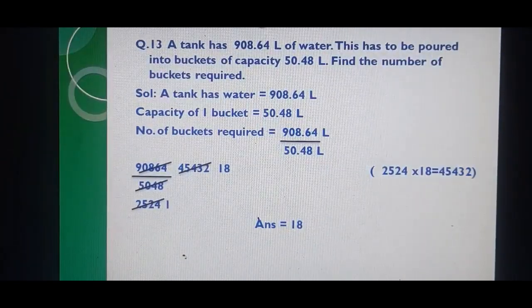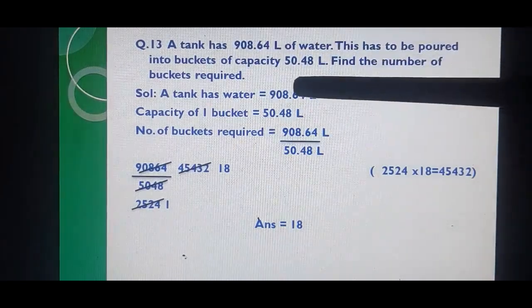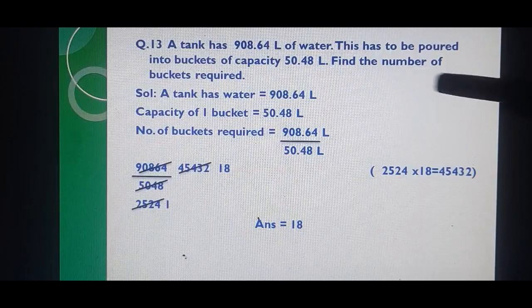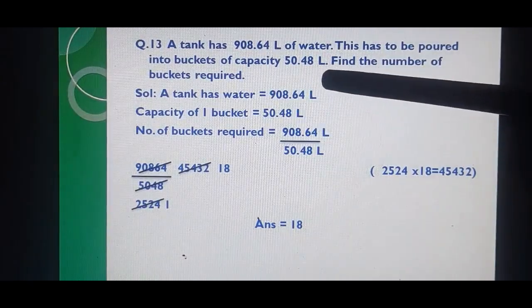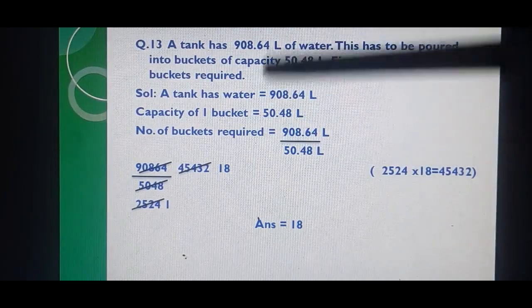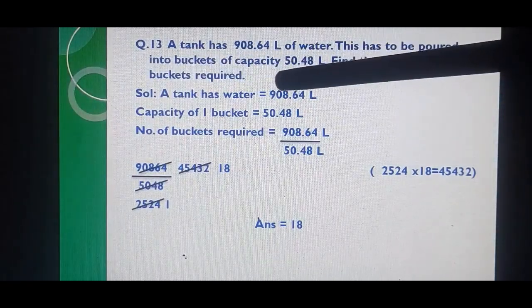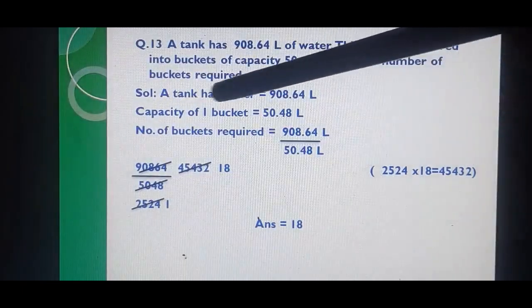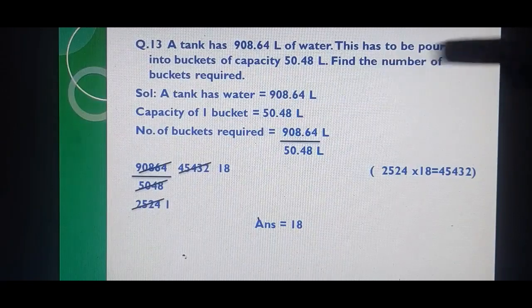Question number 13. A tank has 908.64 liters of water. This has to be poured into buckets of capacity 50.48 liters. Find the number of buckets required. A tank has 908.64 liters of water and we have to pour it into buckets of capacity 50.48 liters. How many buckets do we need so that all the water fits? So solution: a tank has water 908.64 liters. Capacity of one bucket, capacity means how much water can fit in it, 50.48 liters.